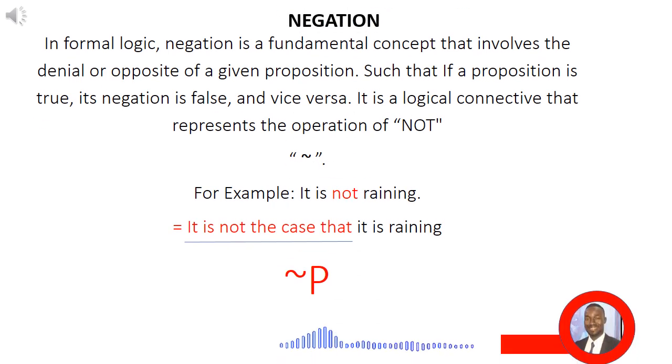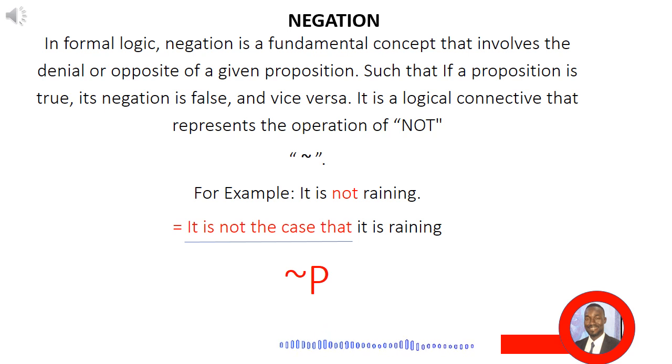A negation is one of the simplest connectives we have in formal logic because it's a fundamental concept that involves the denial or opposition of a given proposition, such that if a proposition is true, its negation is false, and vice versa. It is a logical connective that represents the operation of not, which is represented by the symbol tilde.